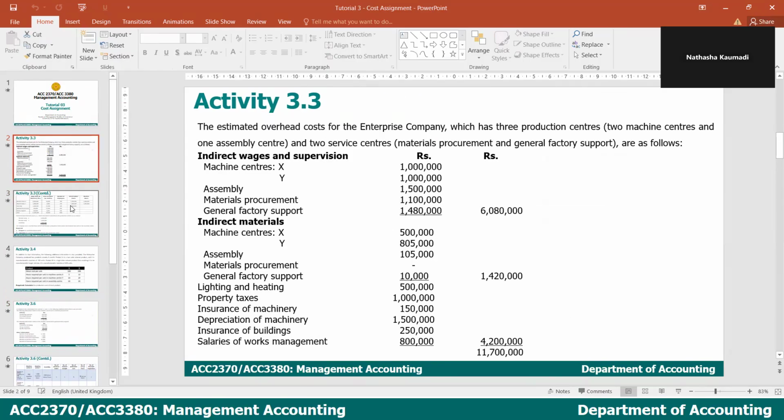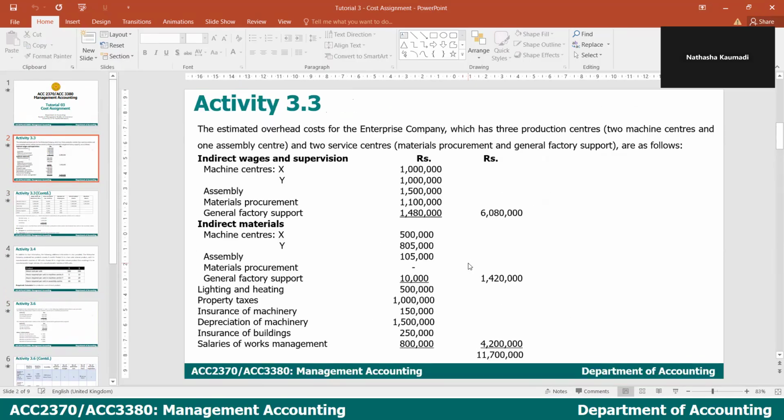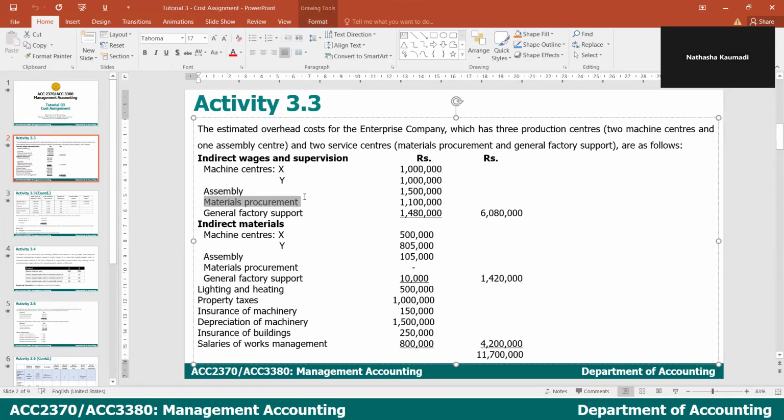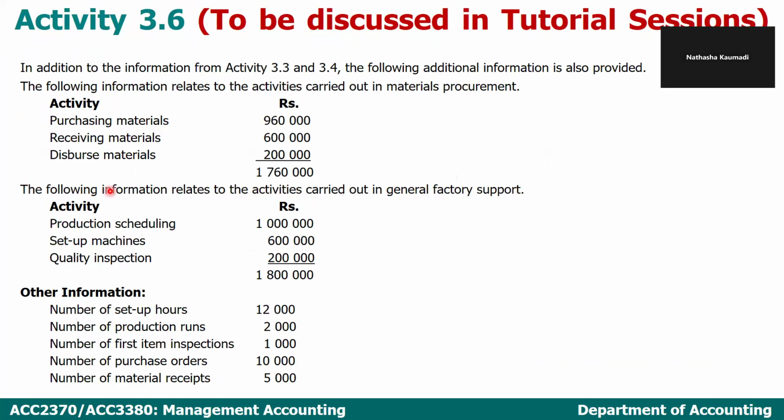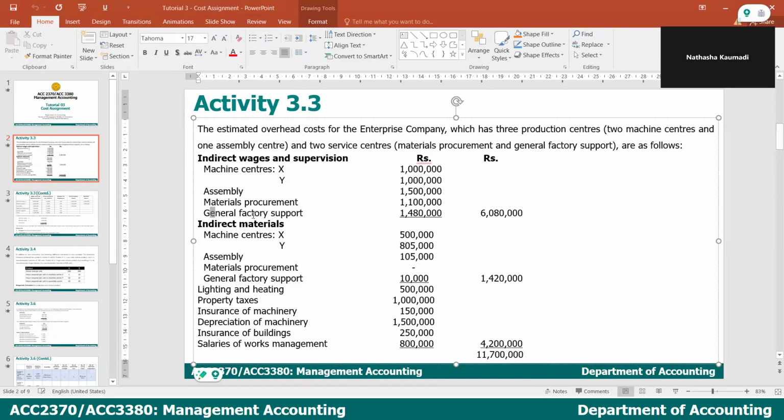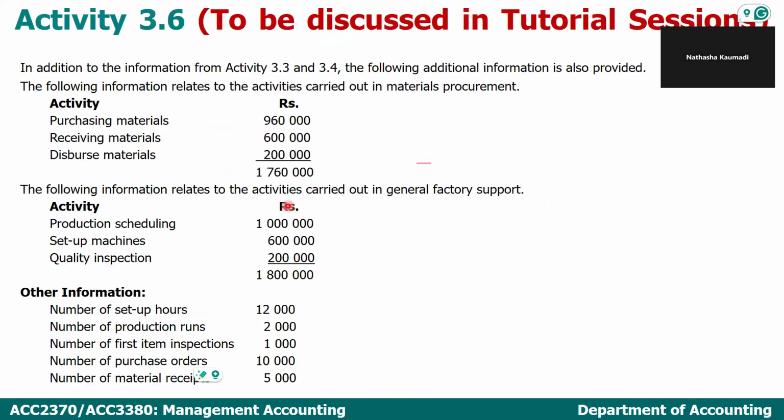Material procurement. If I show you the question, material procurement is one service center, the one we had in activity 3.3. And then the following information relates to the activities carried out in general factory support. What is general factory support? It is another service center we had. So in this question, they have taken two service centers, and then they have identified the major activities carried out in these two service centers, right?